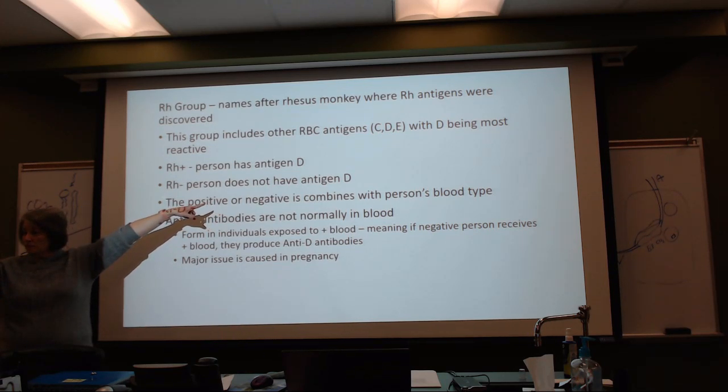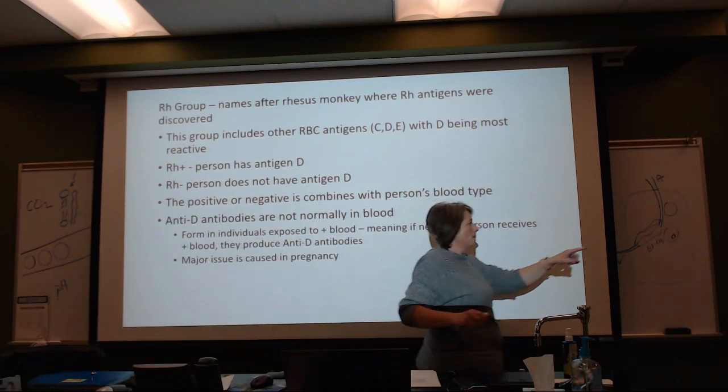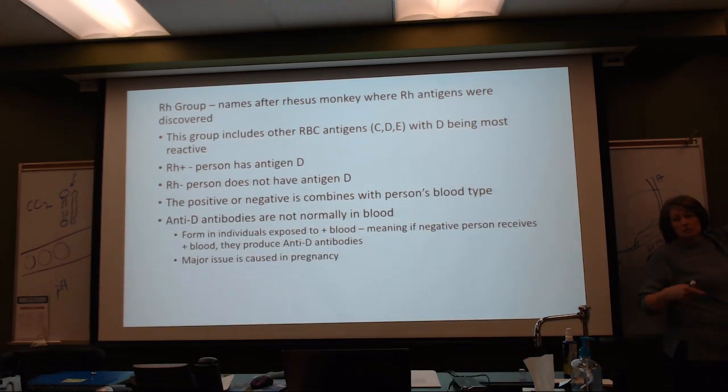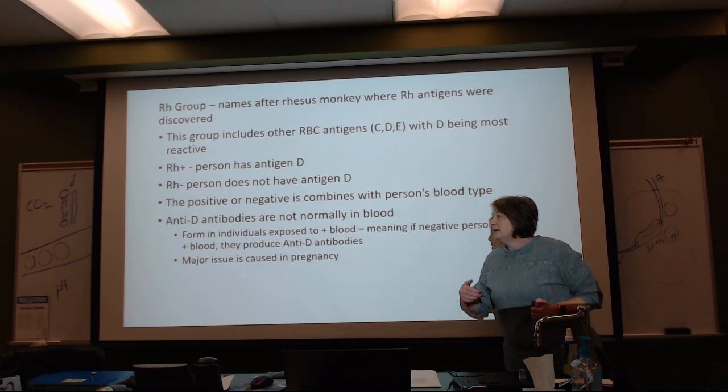So, Emily, can I use the O positive? Being O positive, you would have none of the ABO, but you would have something else for the positive and the negative. And if you were negative, you wouldn't have this other part. Does that make sense?